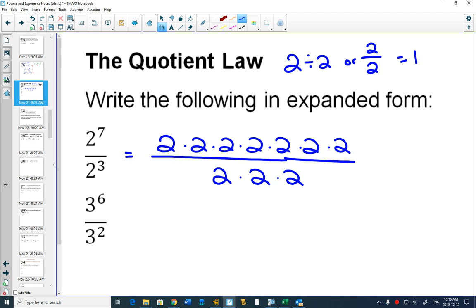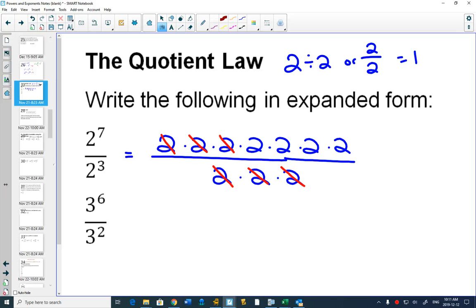Now, if you use the simple idea that every time you have 2 divided by 2, it's equal to 1, can you see that I could cancel these out and say that's basically 1? And another 2 divided by 2, that's basically 1. And another 2 divided by 2, that's basically 1. And then what are we left with? We're left with 1 times 1 times 1 times 2 times 2 times 2 times 2.